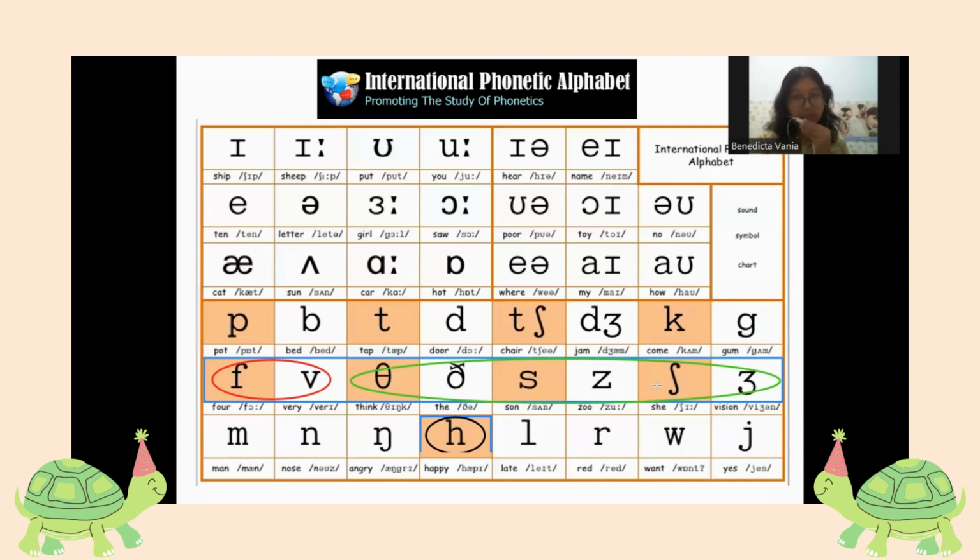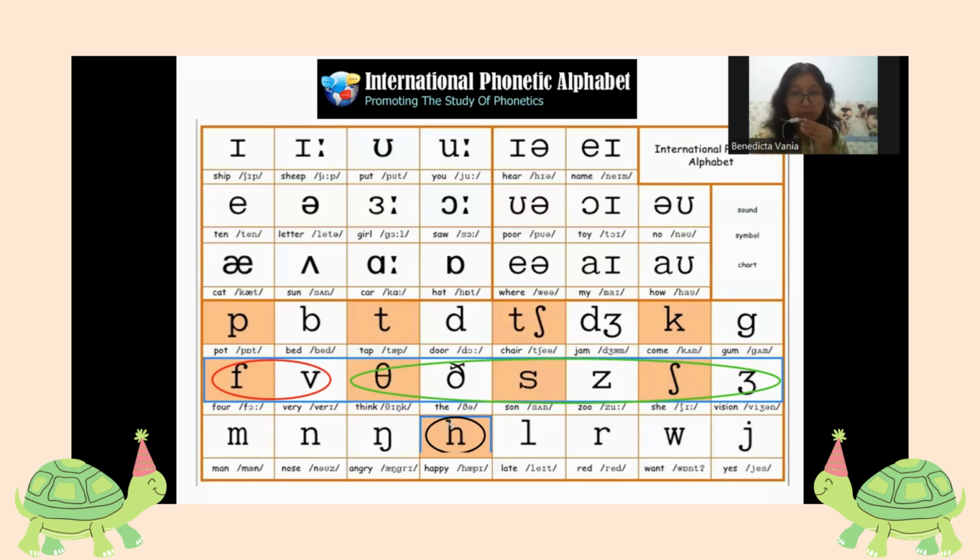Next, this one is "sh." It is used in words like sheep, shirt, shoe. This one is "zh." It's used in words like casual, closure, measure, flasher, etc.